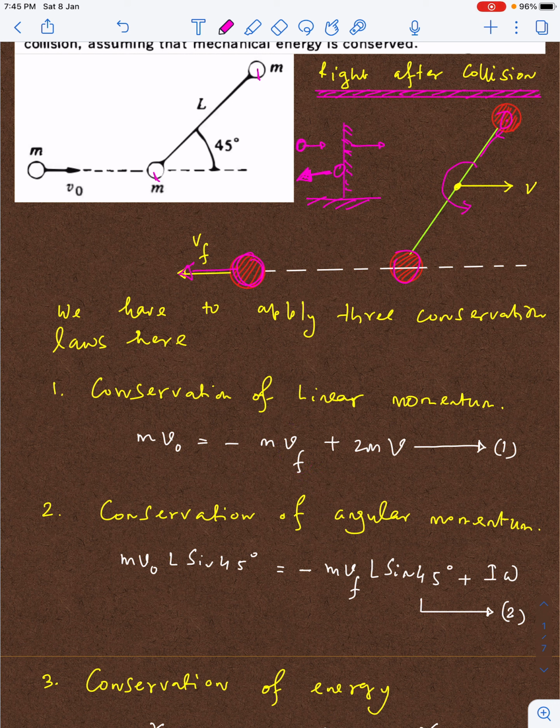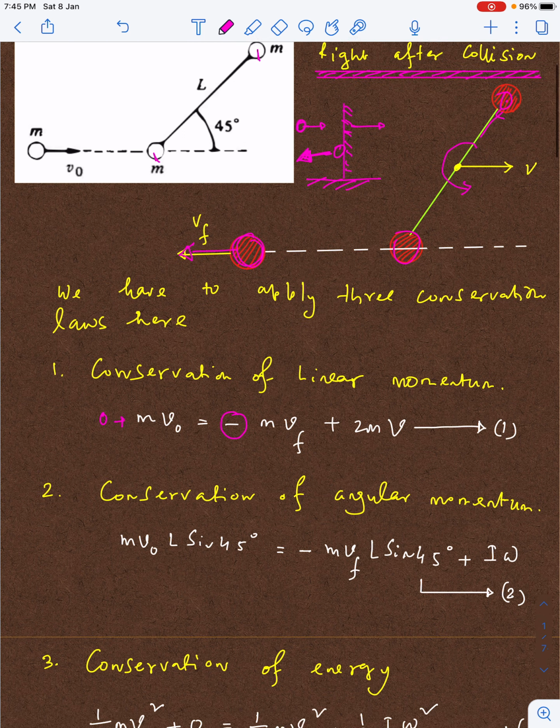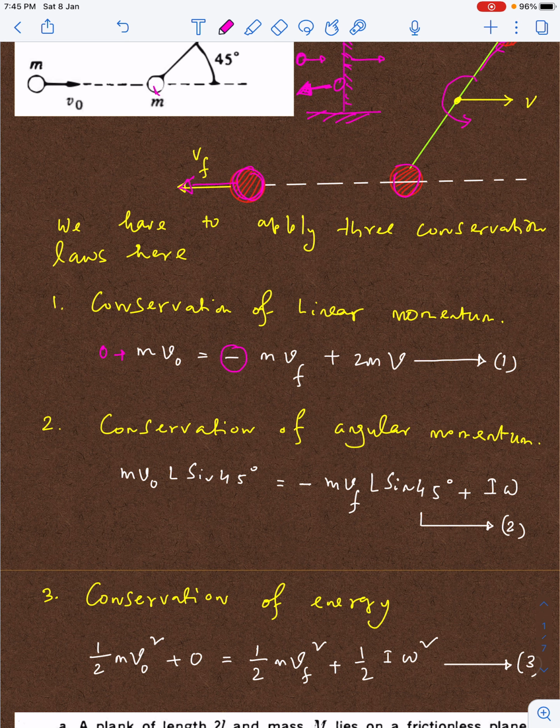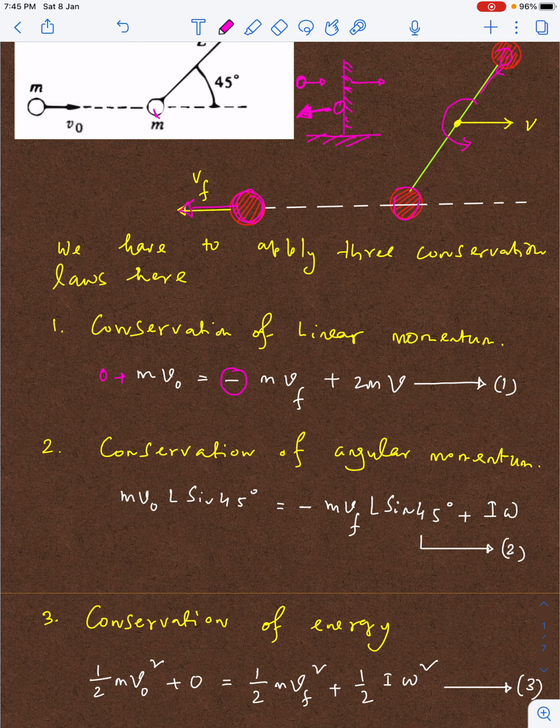If I write the equation, I will simply write mv naught plus 0, since the entire system was at rest, is equal to minus mvf. This minus sign is coming because of the direction, plus 2m into v. From conservation of angular momentum, I will write a very simple equation: mv naught into L sine 45 degrees.